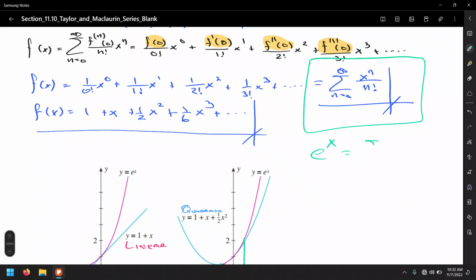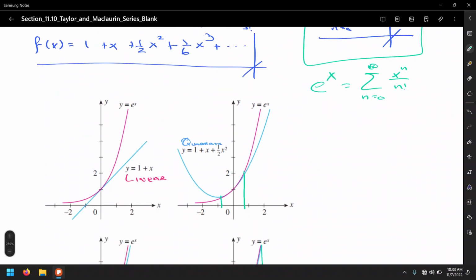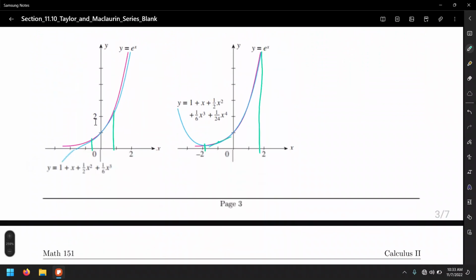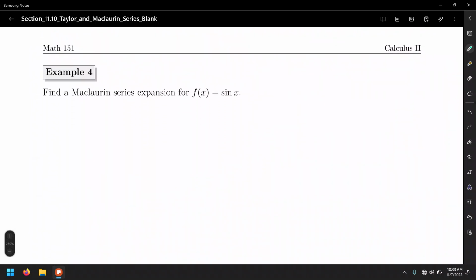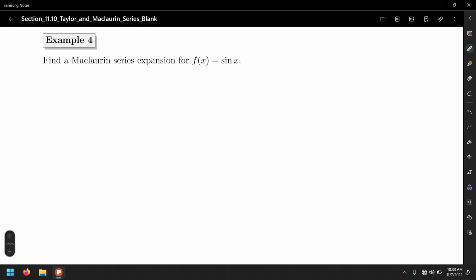A power series for the exponential function. In the end, we're going to do a summary of all these series expansions. In the meantime, let's look at a few more examples. The sine function. Find a Maclaurin series expansion for sine x. And well, Maclaurin means the series is centered at 0, and we're going to go up to a few derivatives. Well, you'll see what happens with the sine function.